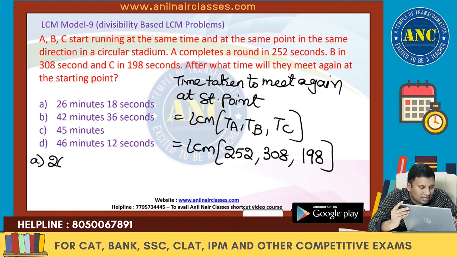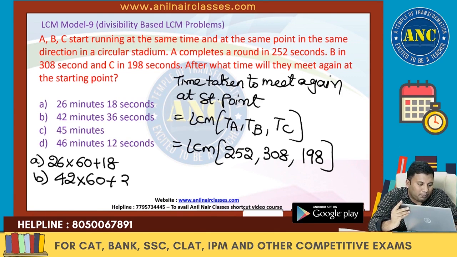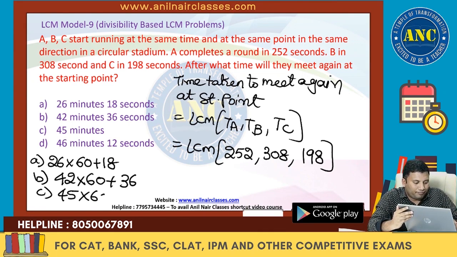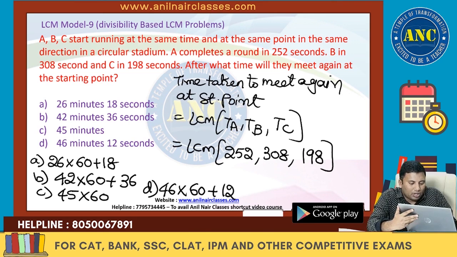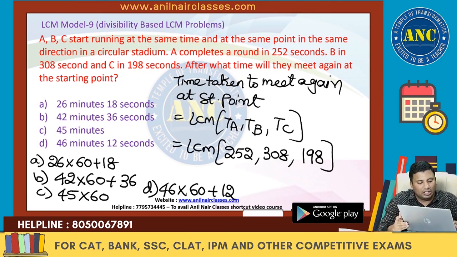So 1 minute is 60 seconds. First option, 26 into 60 plus 18. Second option, 42 minutes, 42 into 60 plus 36. Third one, 45 minutes, 45 into 60. Fourth one, 46 into 60 plus 12. Please don't find out the values of 252, 308, 198. Right? Now see here.